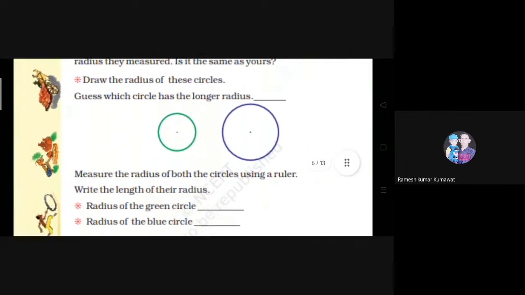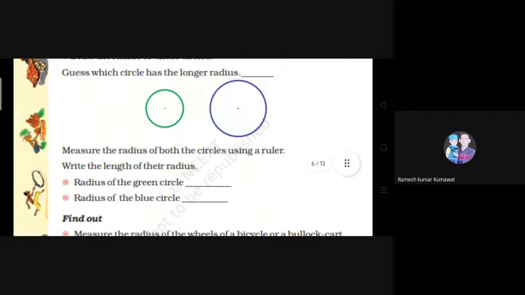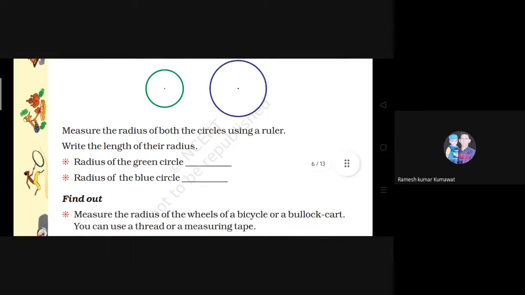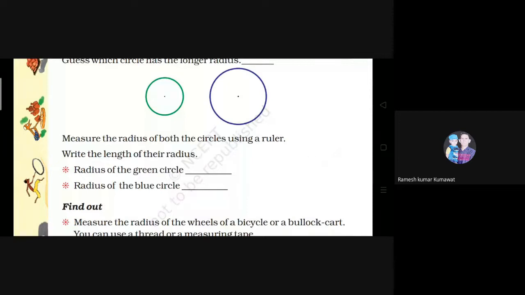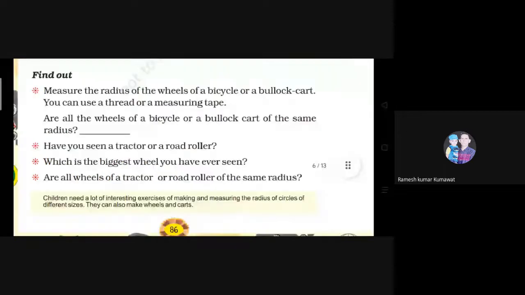Okay, now tell me, which circle has the longer radius? What do you think, this purple one, this blue one or the green one? Ma'am, blue one. Ma'am, purple. Okay. So, you don't have this book, na? Okay, fine. No, ma'am. Okay.